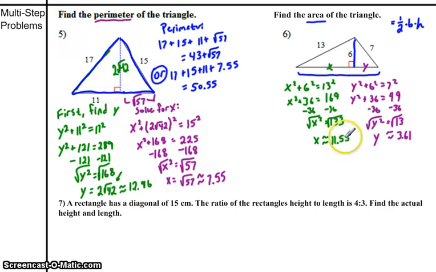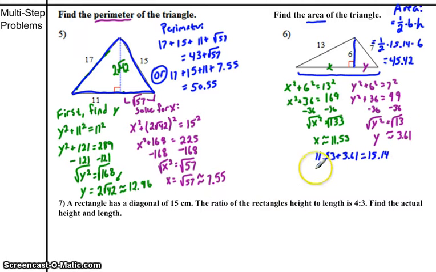Next, all I need to do is add those together to get my base, and then use the formula for the area of a triangle, along with the height of 6, to find the area of that triangle. I'd encourage you to keep things in decimal form using 11.53 and 3.61, unless you are very comfortable working with square roots, the square root of 133 and the square root of 13. Please pause the video now and see if you can find the area of that triangle. The answers will be up in 3, 2, 1, and here we are.